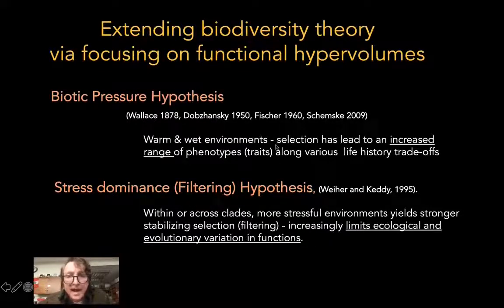So immediately we can cast different hypotheses that have been present in the literature for a very long time, based on species richness, and recast those hypotheses in terms of traits. And now there are quite a few studies trying to do this.